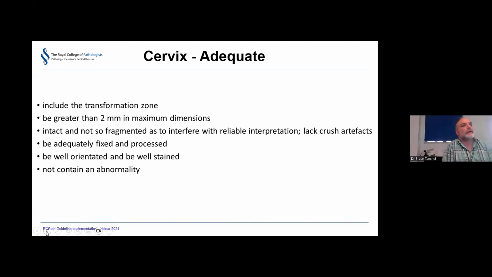Thank you, Jason. So in the cervix, there has been a bit more definition of various factors to help you with your reporting. So adequate is better explained, and it comes in line with what the screening program have said. So an adequate biopsy needs to include transformation zone, be more than 2 millimeters in size. It must be intact so you can actually make a diagnosis, and well orientated and well stained, and an adequate one will always contain an abnormality.